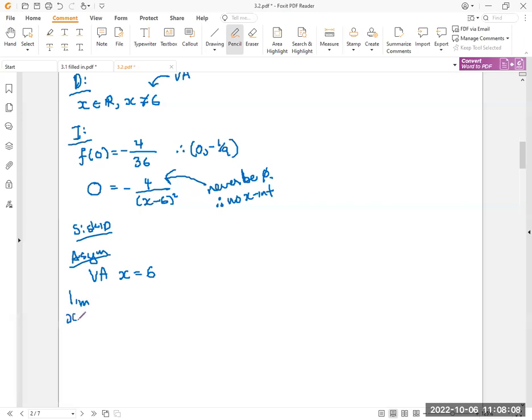The limit, as x approaches 6 from the positive side, we've got negative 4. Can I do this in my head? 6.000001 minus 6 is going to be an infinitely small number squared.